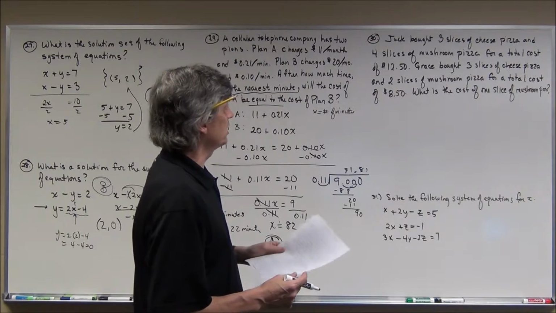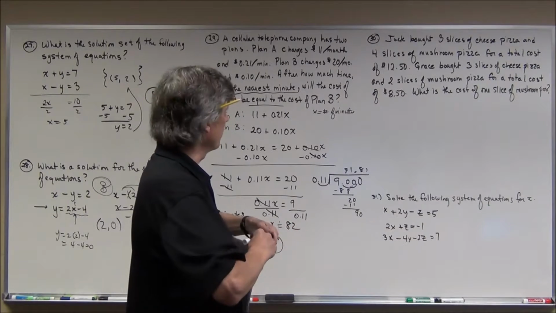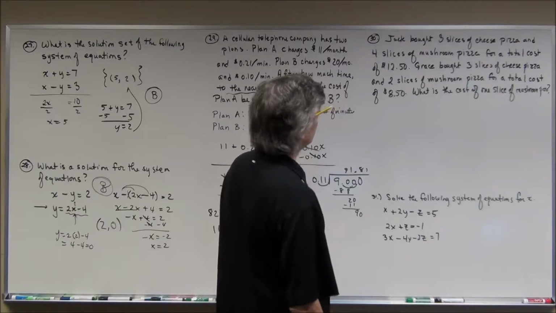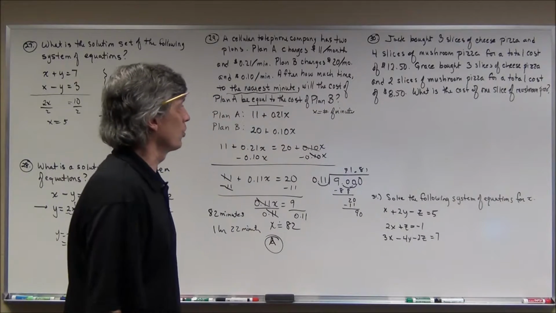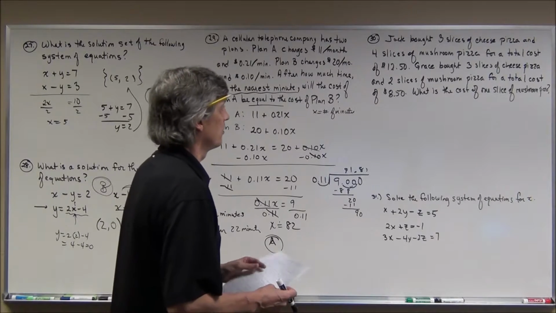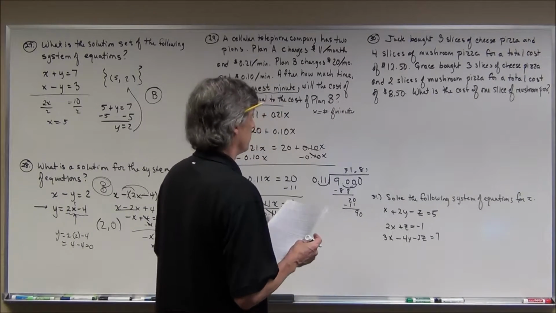Jack bought 3 slices of cheese pizza and 4 slices of mushroom pizza for a total cost of $12.50. Grace bought 3 slices of cheese pizza and 2 slices of mushroom pizza for a total cost of $8.50. What is the cost of 1 slice of mushroom pizza? I don't know how much a slice of cheese pizza is. I don't know how much a slice of mushroom pizza is.